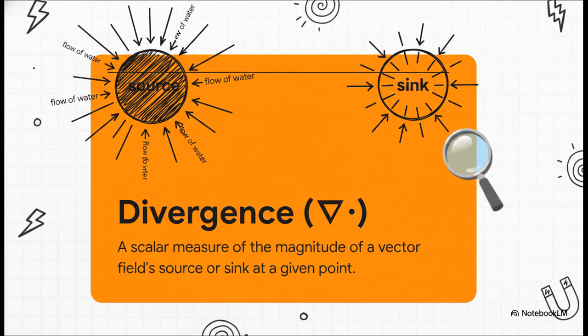Okay, just imagine for a second that a vector field is like the flow of water. Divergence tells you if, at any given point, there's a source, like a hidden water pump, pushing fluid out, that would be positive divergence. Or maybe there's a sink, like a drain, pulling fluid in, that's negative divergence. It's just a single number, a scalar, that gives you the net outward flow from that one specific spot.